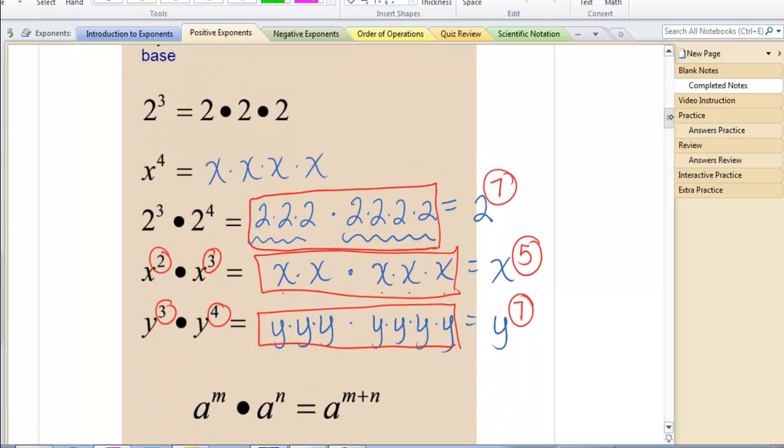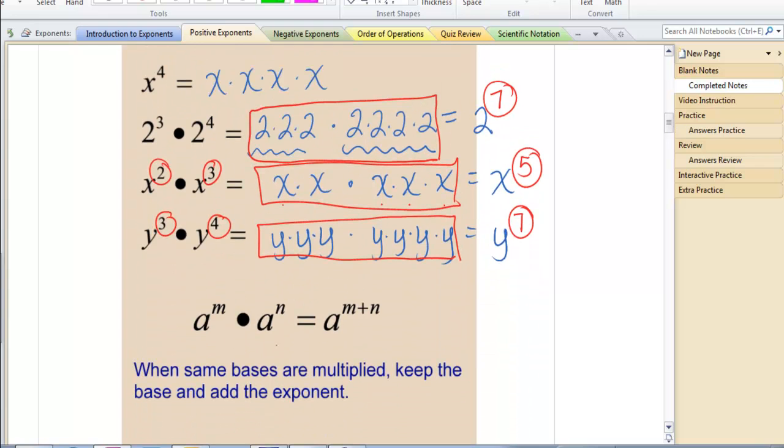The rule is written this way: a to the m times a to the n equals a to the m plus n. In other words, when you have the same bases, they have to both be the same. In this rule we have a and a, and in our examples above I had y and y, x and x, and 2 and 2. They have to be the same bases. So when the same bases are multiplied, we keep that base and add the exponents, and that tells us how many of those bases we have multiplied.